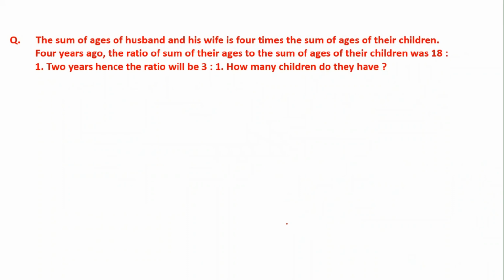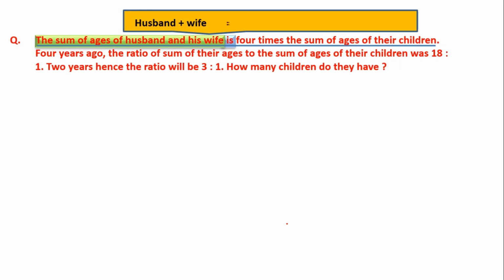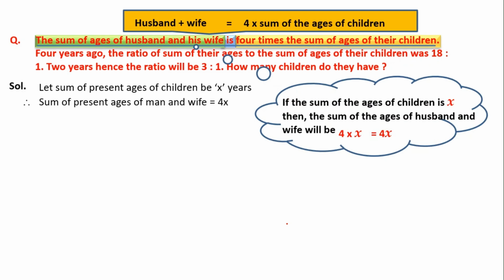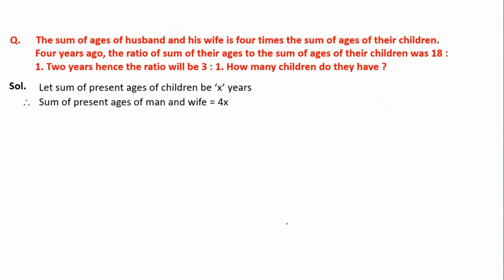So first of all, two conditions are there, two statements. Before solving them, we will assume the ages. The sum of the ages of husband and wife is 4 times the sum of the ages of their children. That is the first statement. If the sum of the present ages of children is x, then the sum of the ages of husband and wife will be 4x. Is it right?